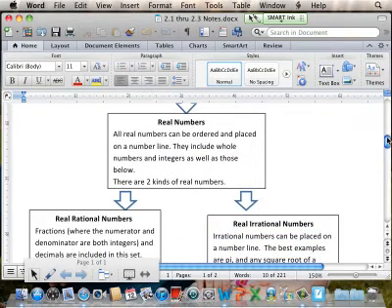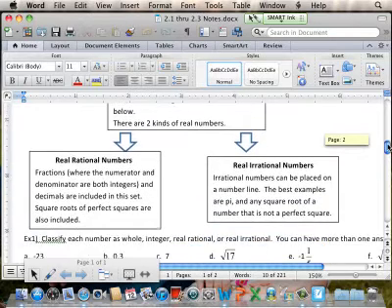And then finally, we get to the most general type of number that we're going to talk about. Every number we're going to talk about in this class is a real number. Okay, all real numbers can be placed on a number line. They include whole numbers, integers, and two more types of real numbers.